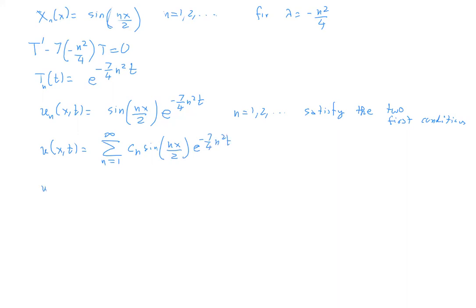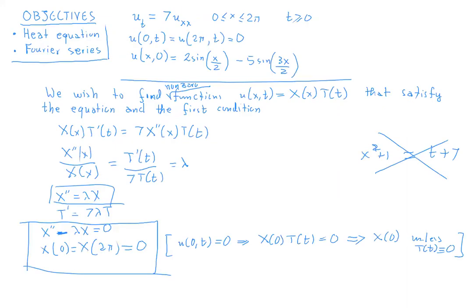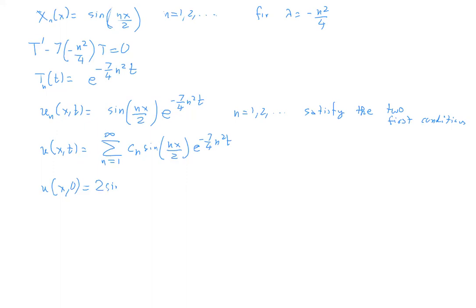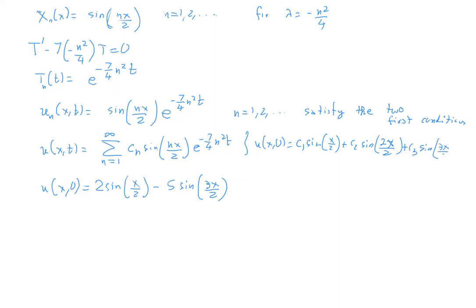And finally, we want to make sure that u of x comma 0 is what? What did we have? I think we had, let me check it. It was 2 sine of x over 2 minus 5 sine of 3x over 2. So from here, what do you get? You get that u of x comma 0 is c1 sine of x over 2 plus c2 sine of 2x over 2 plus c3 sine of 3x over 2, and so on.